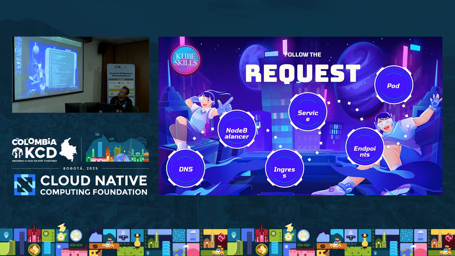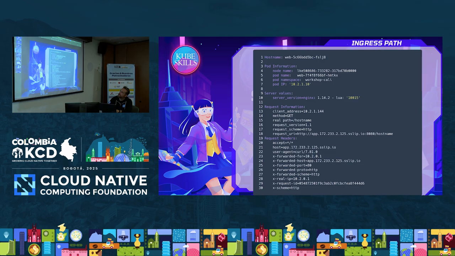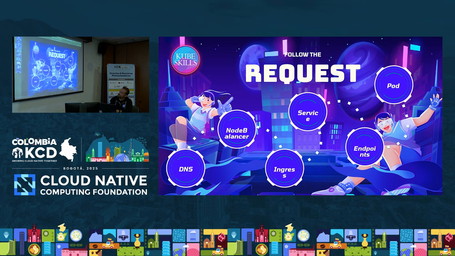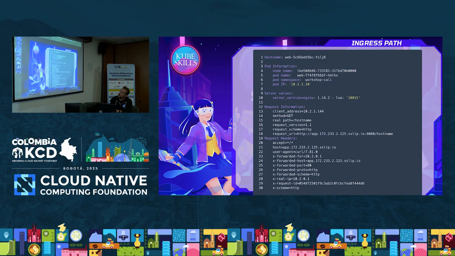And going back to our diagram here, we've been following this along: DNS, the node balancer or load balancer, ingress resource, service, the endpoint, and pod. This is what we should get back.